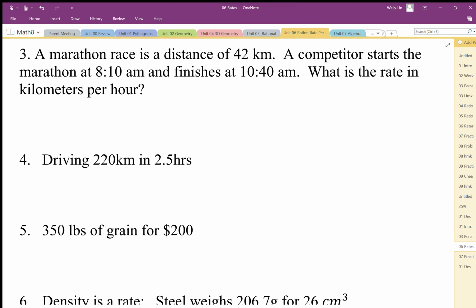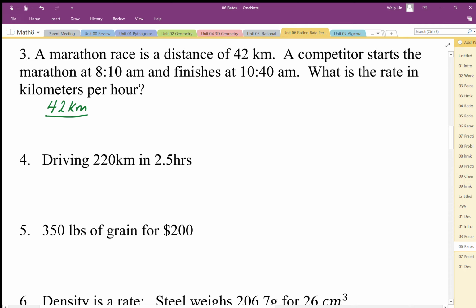A marathon is a race of a distance of 42 kilometers. A competitor starts the marathon at 8:10 a.m. and finishes at 10:40 a.m. What is the rate in kilometers per hour? So speed or velocity is a rate, when we compare distance to time, or kilometers per hour. So the ratio is 42 kilometers.